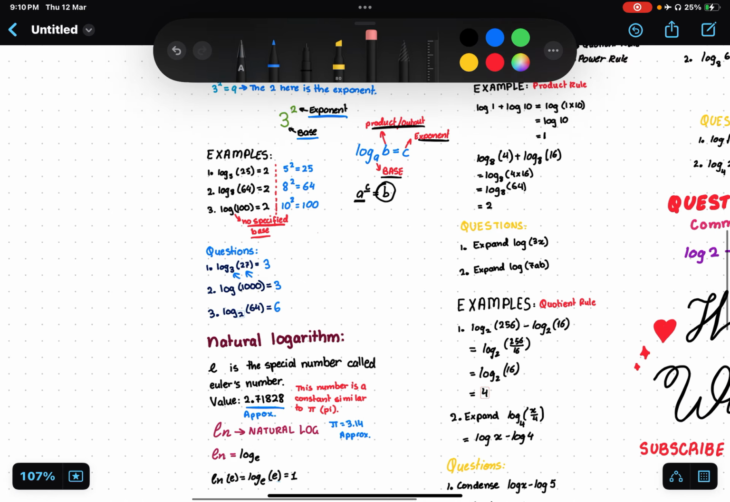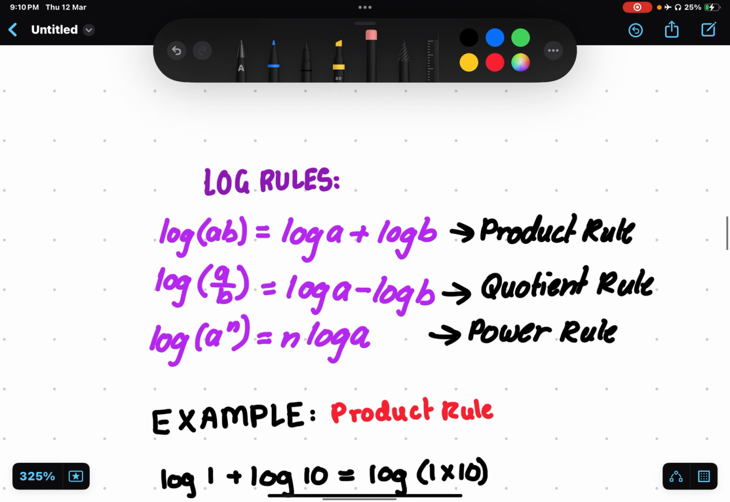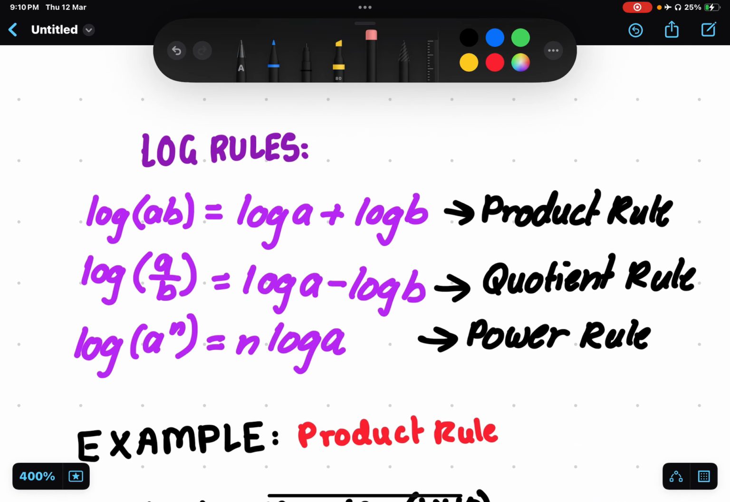But without further ado, let's get straight into this video, and we are going to be starting by talking about log rules. And basically in this video, we're just going to be practicing them, seeing where they apply, how they really work, and that's basically all for this video. So let's quickly get into this.